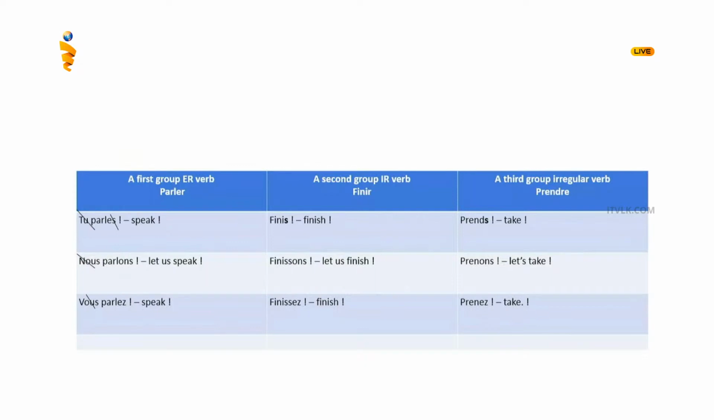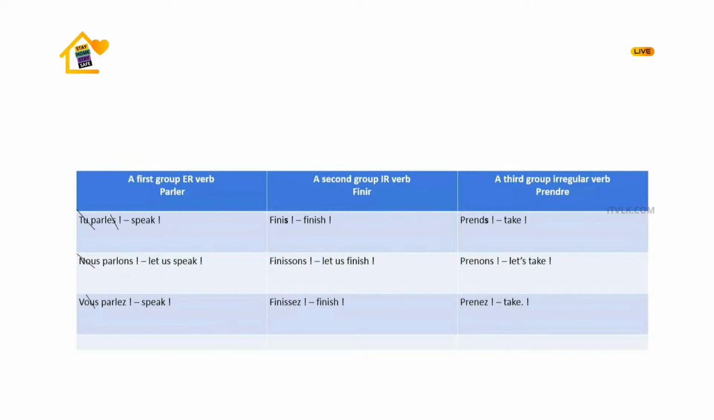Now we will take some examples to understand the above mentioned rules. As you can see in this slide, I have taken 3 examples as parler, finir, and prendre. Now the verb parler is a first group ER verb, as we all know, and finir is a second group IR verb, and prendre is a third group irregular verb. Now, we will try to use the rules that we learned in the above slides.